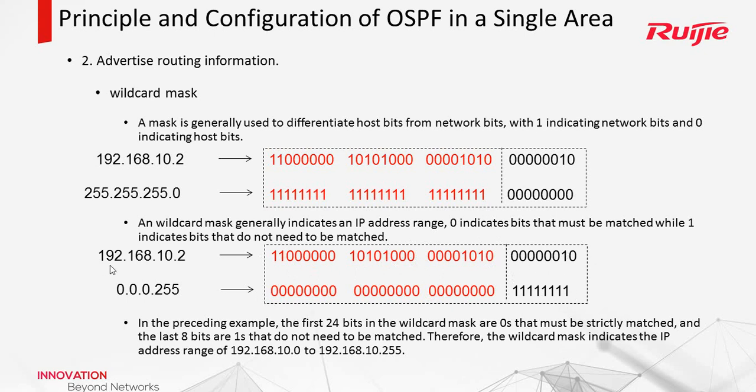So if we use this subnet, it means it will include the range 192.168.10, and after it, from 0 to 255. The wildcard mask is 1, so it's not required to match. It can be 0 to 255. Just pay attention, it's different from the mask. It's called a wildcard mask.